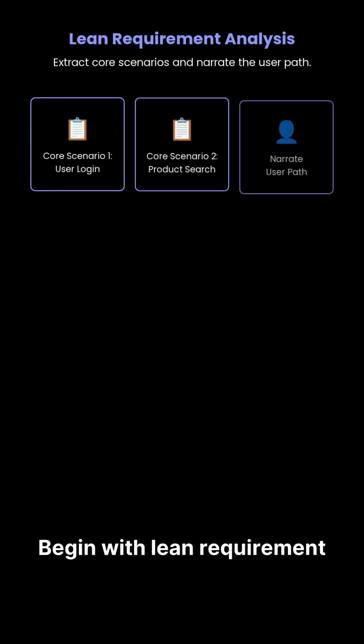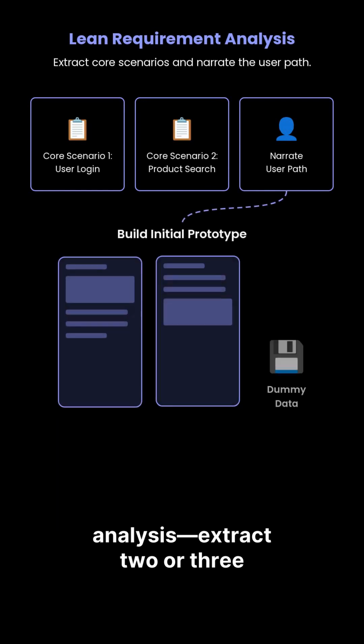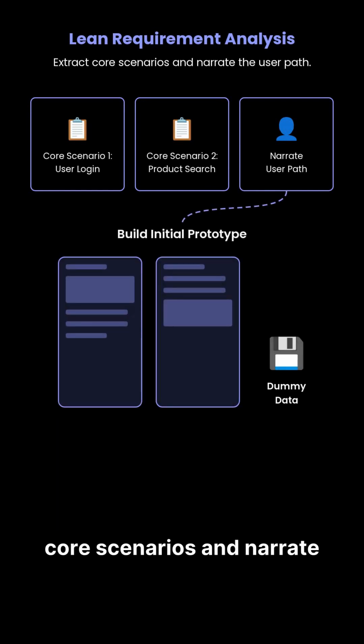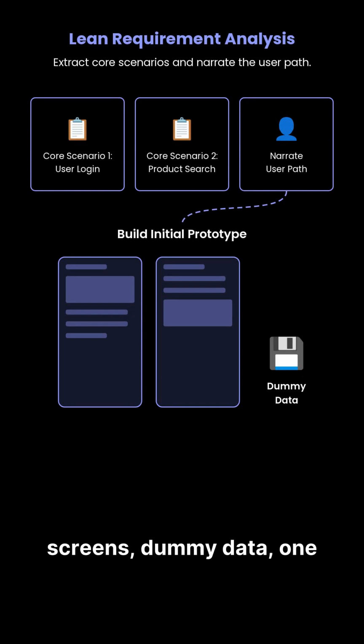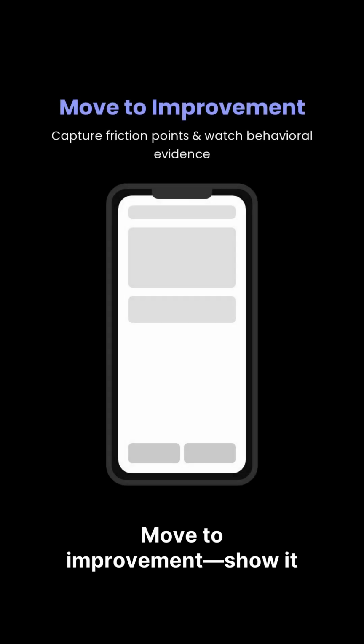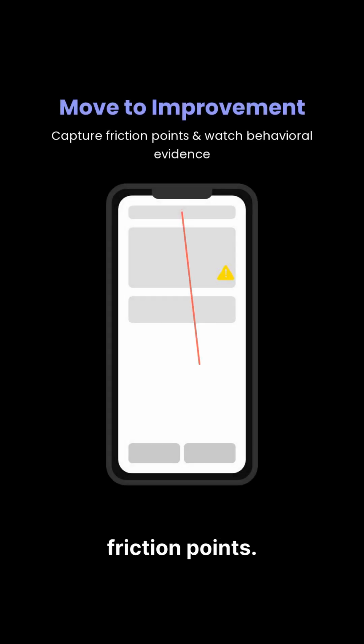Begin with lean requirement analysis. Extract 2 or 3 core scenarios and narrate the user path. Build an initial prototype: skeleton screens, dummy data, one connected flow. Move to improvement: show it to users, and capture friction points.